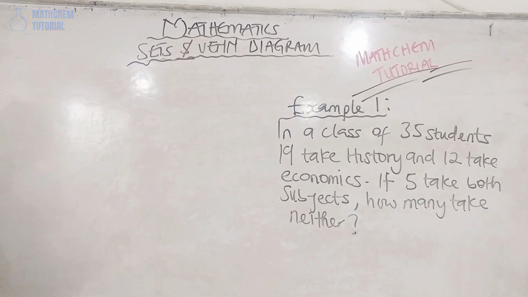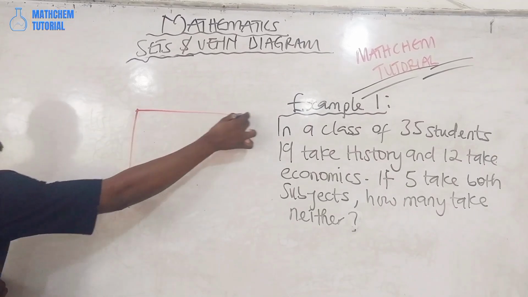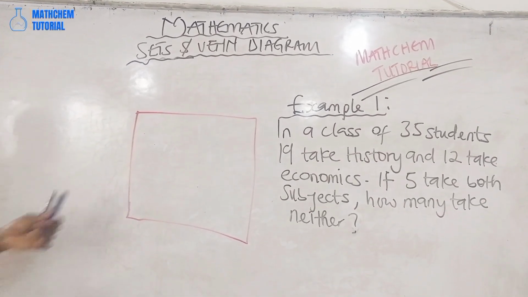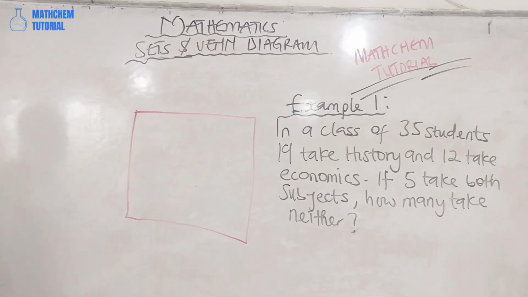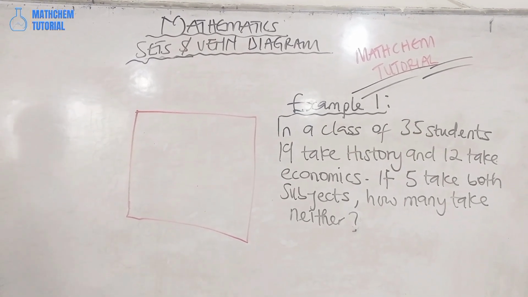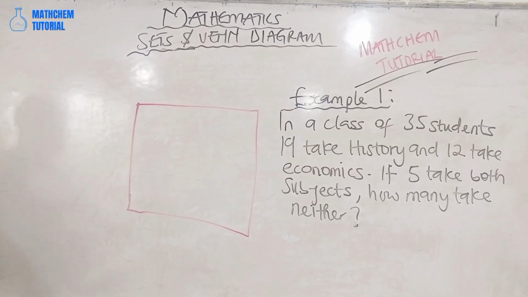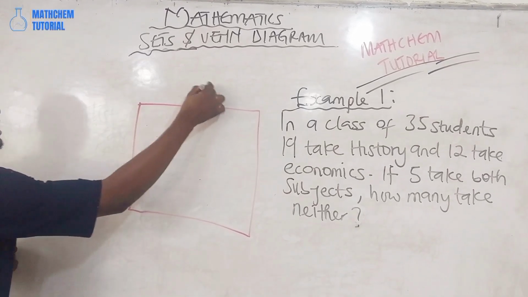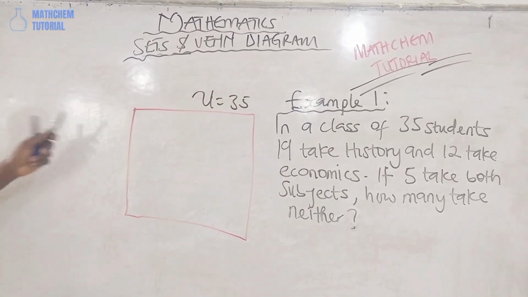So example 1, working on Venn diagram, the first thing to do is to draw your Venn diagram table. Now this is the table. Then the question says in a class of 35 students, that means the total number of students in that class is 35. So remember that I said the word total means universal. So our universal set here is going to be what? 35 students, which is going to be here.